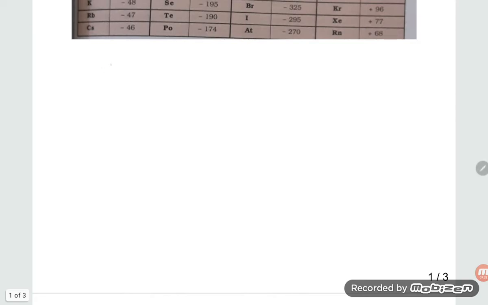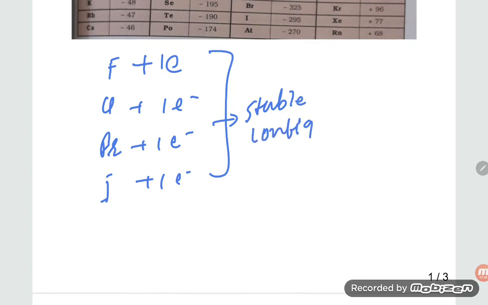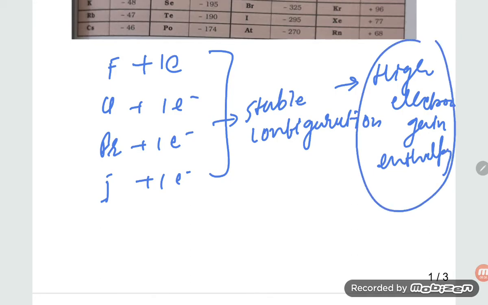If you are talking about halogens, F, Cl, Br, I, if you are adding one electron, they attain a stable configuration. So that is a high electron gain enthalpy. This is having the high electron gain enthalpy.